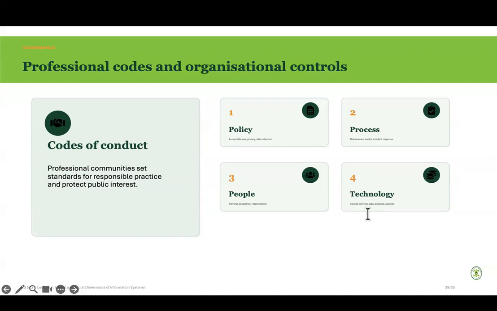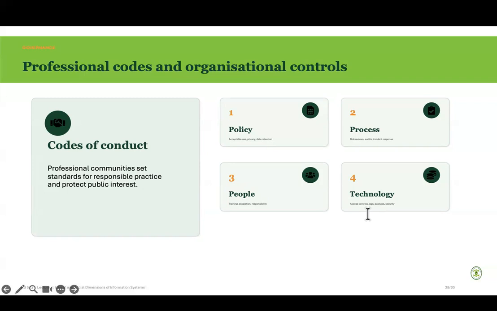We can think about it in the context of four areas. Policy: codes of conduct regarding policy will define acceptable rules, privacy rules, access rights, and data retention. Then there's also the issue of process. This includes processes involving risk assessment, audits, approval procedures, and incident response.